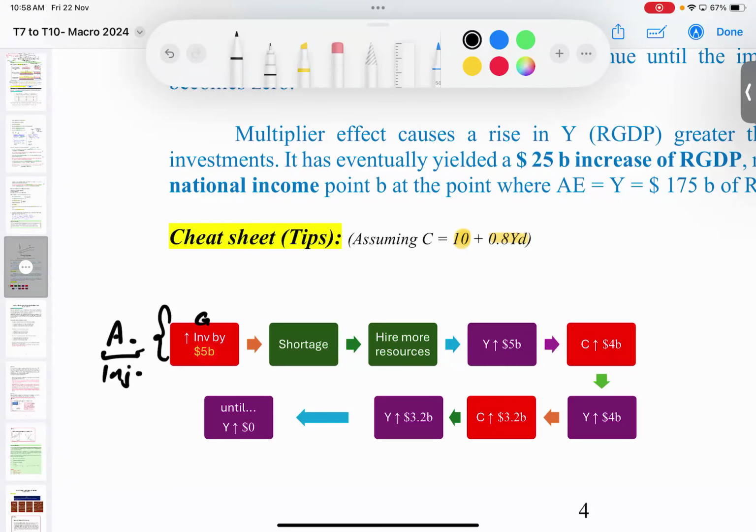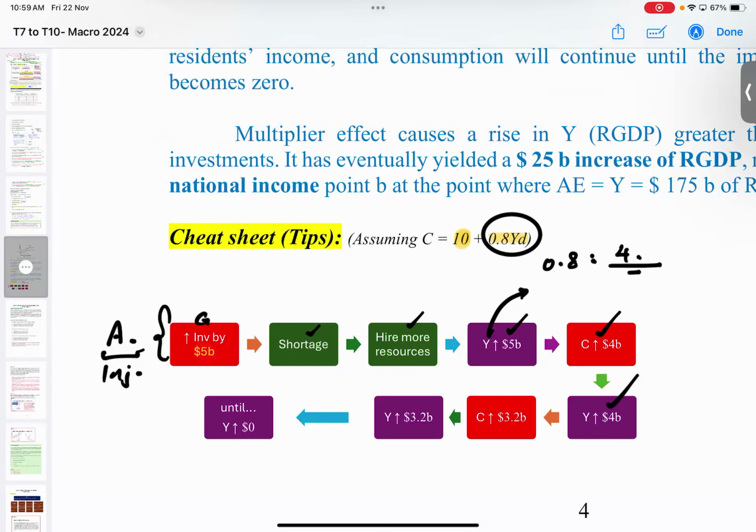Investment pumped in, injection pumped in, will lead to shortage of resources, because more money is being circulated, you will buy more goods and services. With shortage, you will hire more resources to produce goods and services. So overall, the output or income increased by 5 billion. Because this is my induced expenditure, 0.8, 80% of 5 billion is 4 billion. When output increased by 5 billion, people will spend another 4 billion, which results in another increase of output by 4 billion.